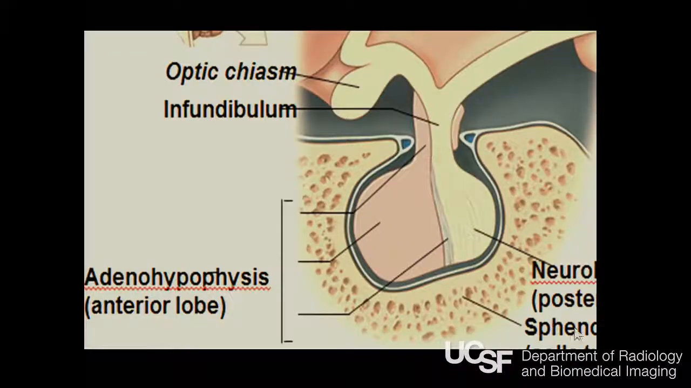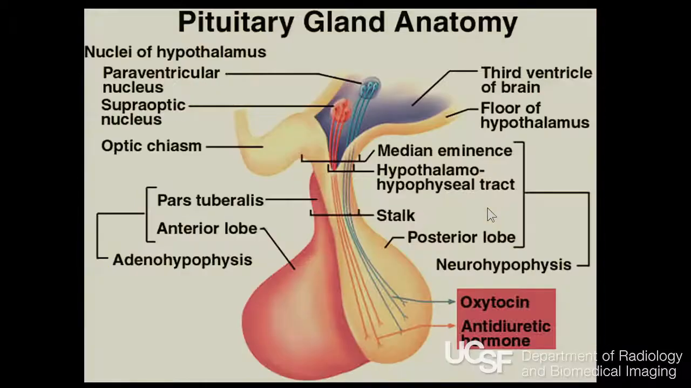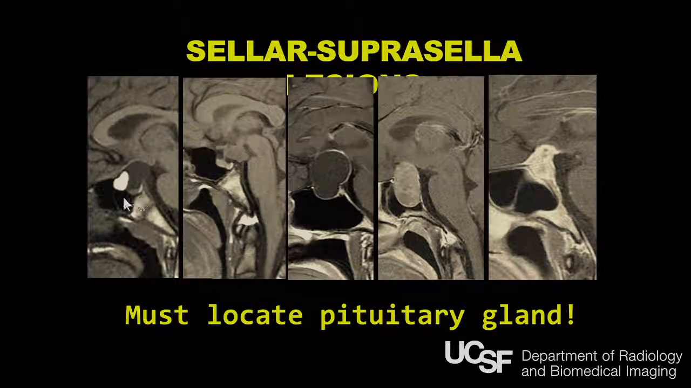Sellar, suprasellar tumors. So here I just want to make sure that everybody knows the very basic anatomical landmark of the adenohypophysis versus the neurohypophysis. And there's a little bit of adenohypophysis tissue called pars tuberalis that's hugging the infundibulum. And once you know the anatomy, whenever you see a sellar suprasellar mass like this, the key is to locate the pituitary gland. And here it is. In real life, the pituitary gland is not going to be green, but once you locate that, you know that that is not a pituitary origin tumor.